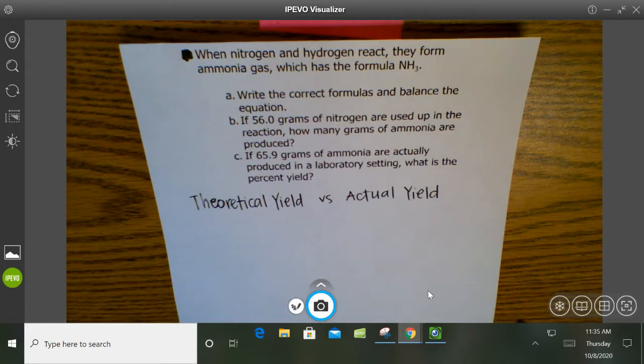All right. So the theoretical yield is how much is expected to be formed. If you have X amount of reactant, you expect to get Y amount of the product. But things don't always work out 100%. And so in a laboratory setting, the amount of product that you get is known as the actual yield.